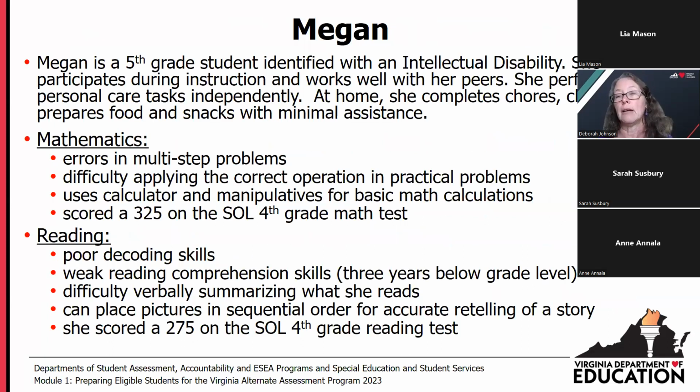So let's take a look at a couple of students and run them through the criteria. This is Megan. She's a 5th grade student who's been identified with an intellectual disability. She participates during instruction and works well with her peers. She actually performs all of her personal care tasks independently. And it's reported that at home, she completes her chores, she'll clean, prepare food and snacks with minimal assistance. In the academic areas, if we look at math, she does make quite a few errors in multi-step problems. She has difficulty applying the correct operation and many practical.